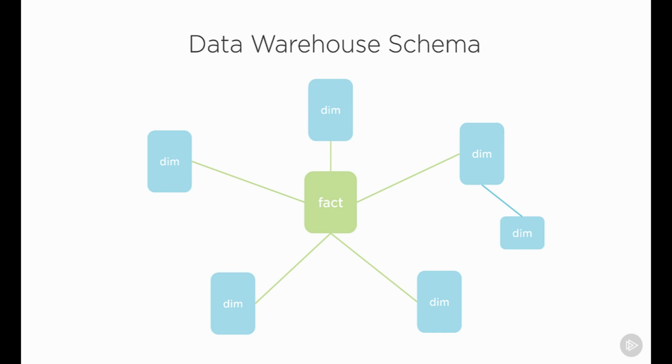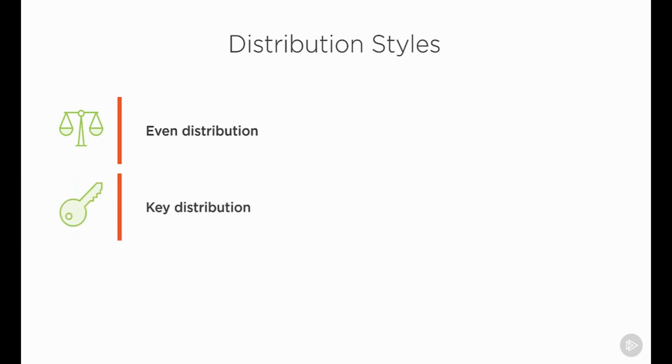It's a fairly straightforward concept that you'll be glad you understand if you're going to be working in data warehousing. Now, the three Amazon Redshift distribution styles are, first, even distribution, then key distribution, and finally, all distribution.